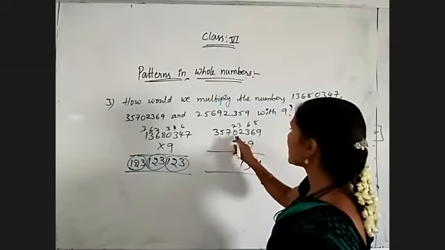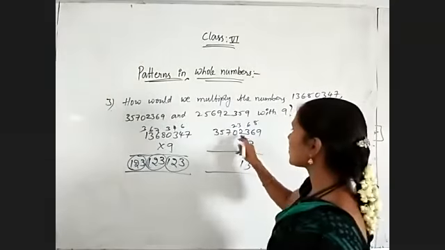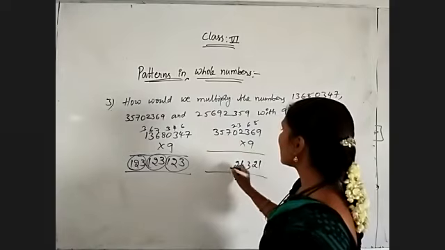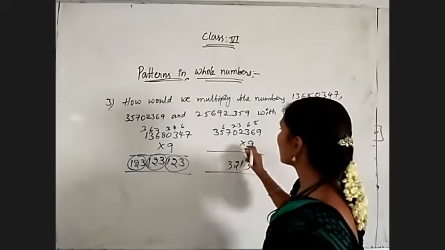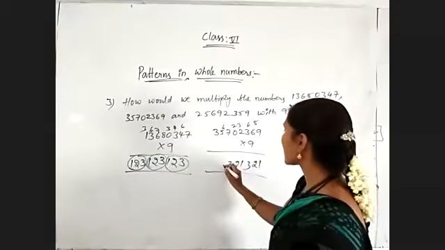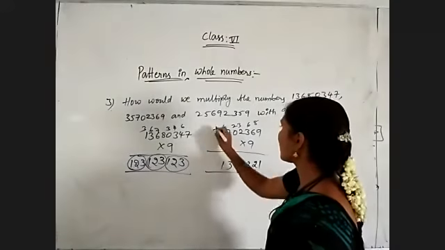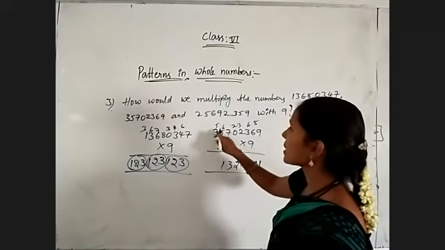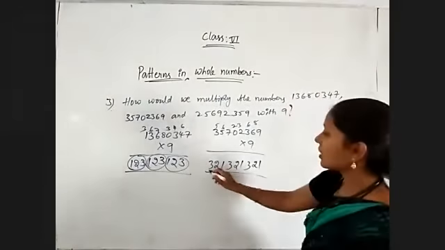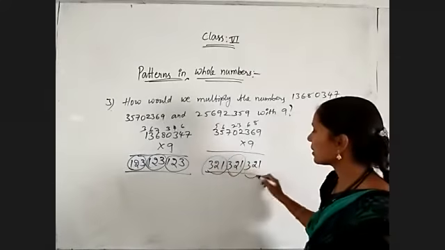2 is carry. 9 into 0 0 0 plus 2 is 2. And 9 7s are 63, 3 and 6 is carry. 9 5s are 45 plus 6, 45 plus 6 is 51. 9 3s are 27 plus 5, 32. Observe 3 2 1, 3 2 1, 3 2 1.